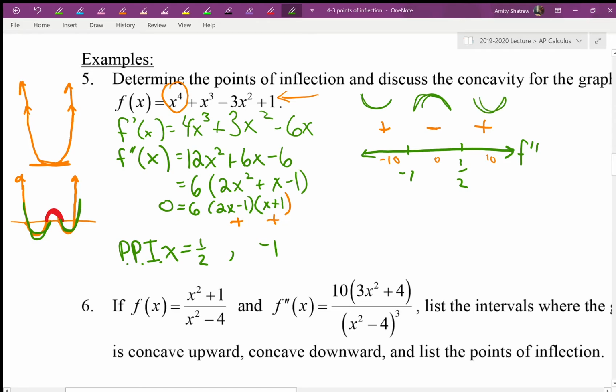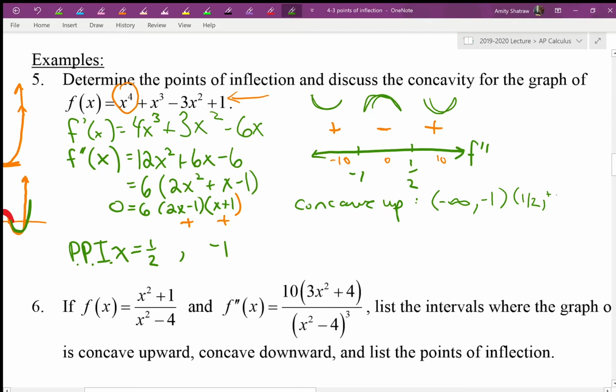So if we're discussing the concavity, I'm going to say that it is concave up from -infinity up to -1. And again, from 1/2 all the way up to positive infinity. And I like to put an and sign in between. Okay, now for concave down, it's just that little piece in the middle from -1 to 1/2. That's going to give me my concave down part.